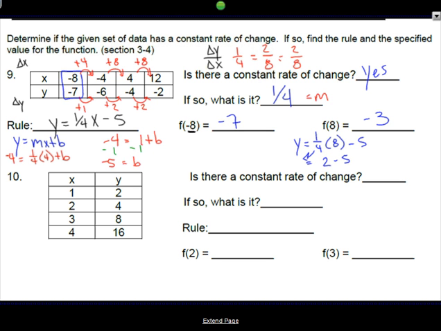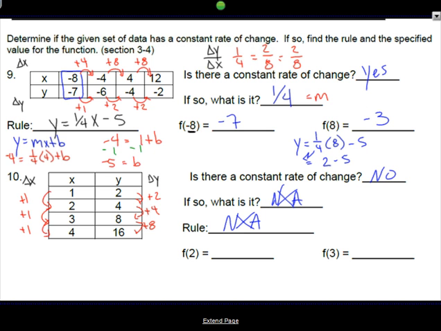For our next problem, I go through and check my rates of change. Here, every time is a +1. For my y's, I went up +2, +4, +8. The left side, our delta x, does not change. It's always +1. But my delta y is changing. It went 2, 4, and 8. So is there a constant rate of change? No. So I do not worry about either one of these places here. Put a big NA, not applicable.